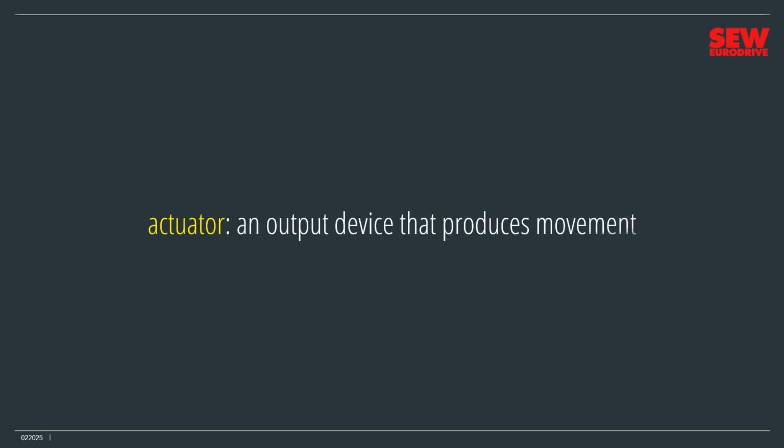An actuator is an output device that produces movement. Drives are actuators, so technically they're output devices. But since they're so important, we usually treat them as a separate category. Many other devices produce movement, however. Solenoids and valve actuators open and close valves. Linear motors, as well as electrically controlled pneumatic and hydraulic devices, are actuators as well.